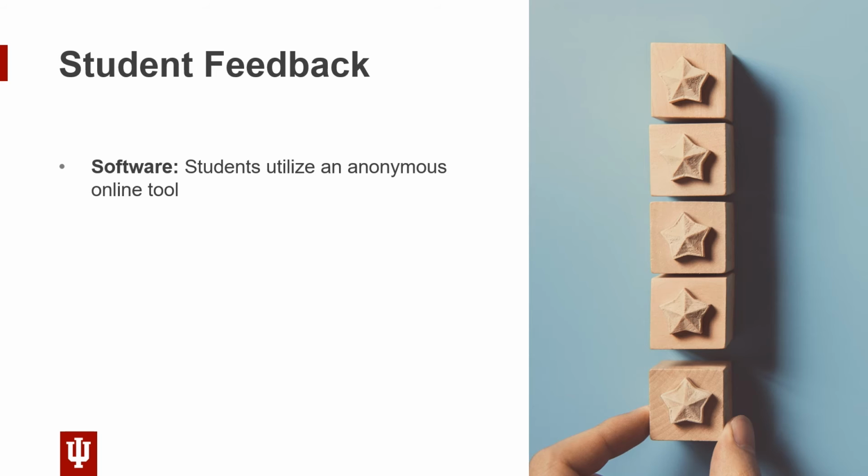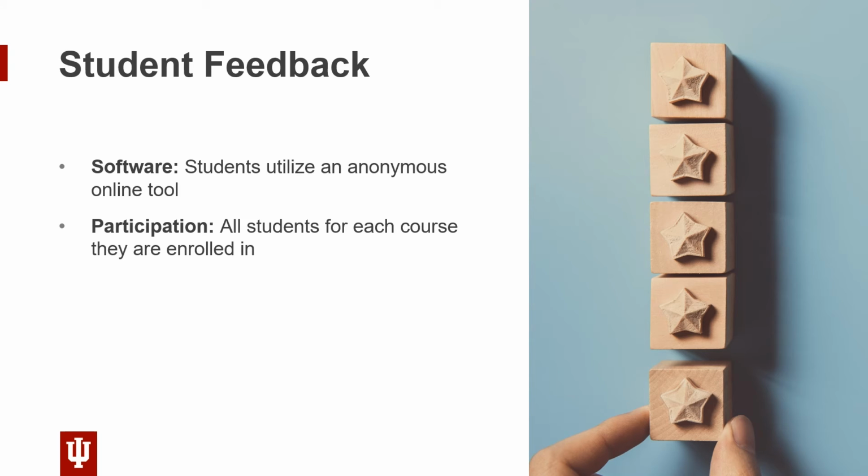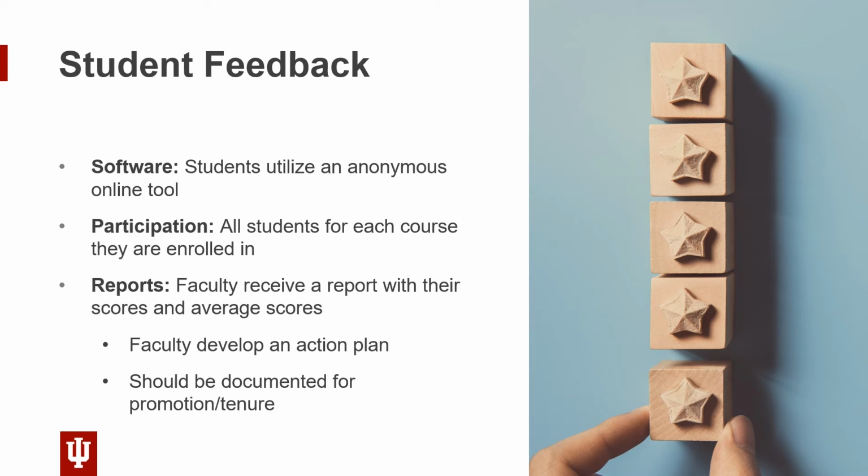The surveys are submitted via an online tool, and the results are only available to faculty after the final grades have been submitted. This ensures that students can give candid and honest feedback without fear of repercussion. All students are invited to give feedback, however it is optional. Faculty receive a report with their scores benchmarked against the average scores at the institution and in their department. This helps them to develop an action plan based on the feedback they've received. The feedback from the students can also be documented and used to inform the promotion and tenure process.